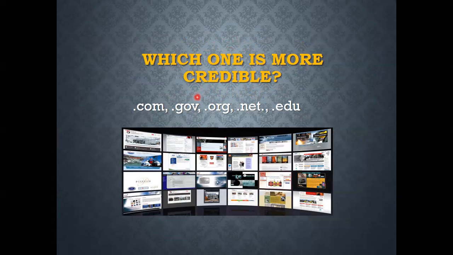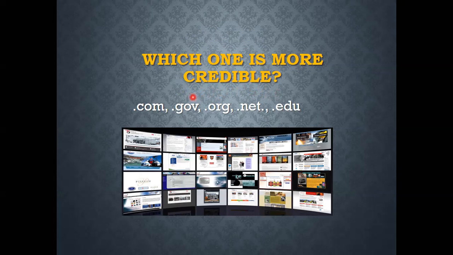If you answered .gov, then you are correct. Now, if we were ranking from least to most credible, it would be as follows. The least credible would be a .net, followed by a .org, followed by .com, and then .edu, and finally .gov.